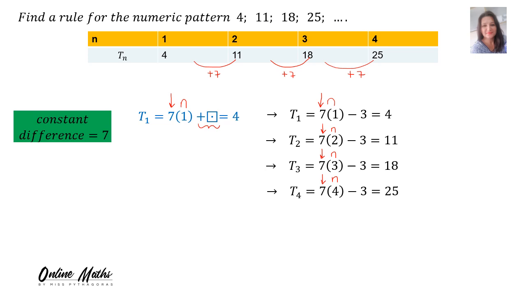Therefore, the formula for the nth term, or the general formula, for this sequence, is Tn is equal to 7n minus 3. 7 constant difference, n minus 3. And remember, this is the formula that you can use to find the value of any term in your sequence.